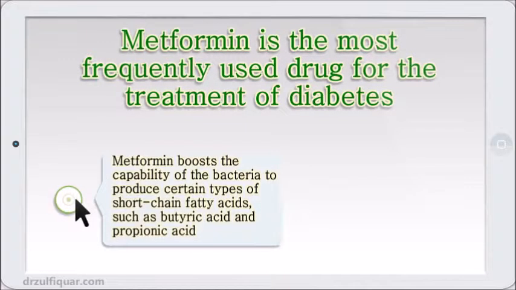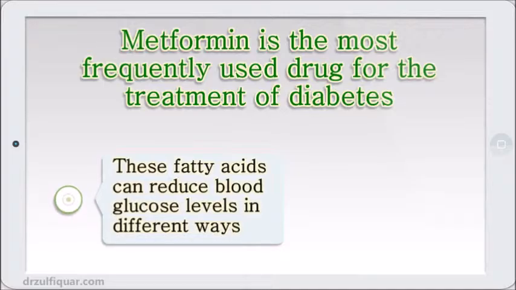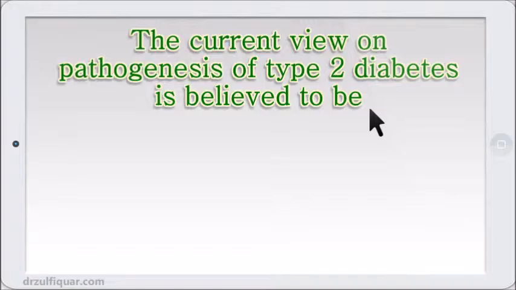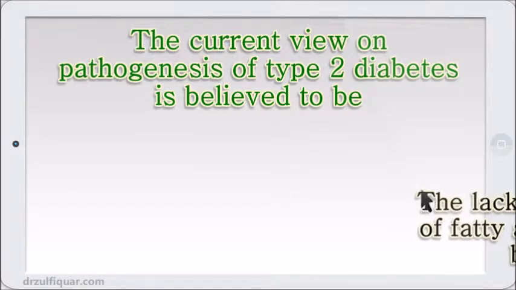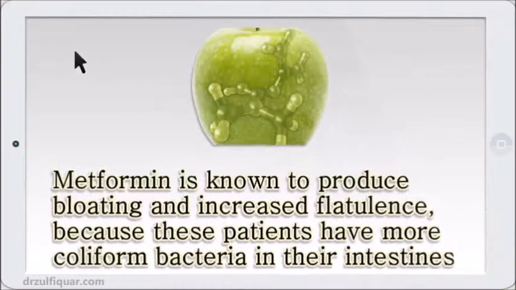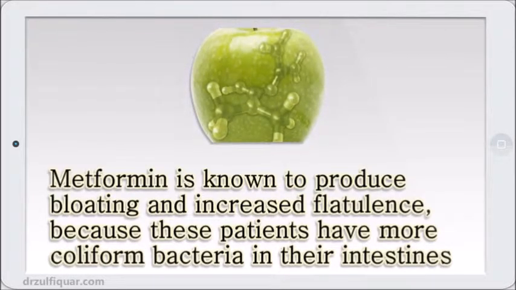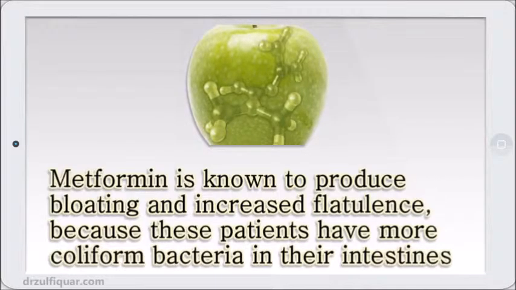Metformin boosts the capability of the bacteria to produce certain types of short-chain fatty acids, such as butyric acid and propionic acid. These fatty acids can reduce blood glucose levels in different ways. The current view on pathogenesis of type 2 diabetes is believed to be the lack of certain combinations of fatty acid-producing intestinal bacterial species. Metformin is known to produce bloating and increased flatulence, because these patients have more coliform bacteria in their intestines.